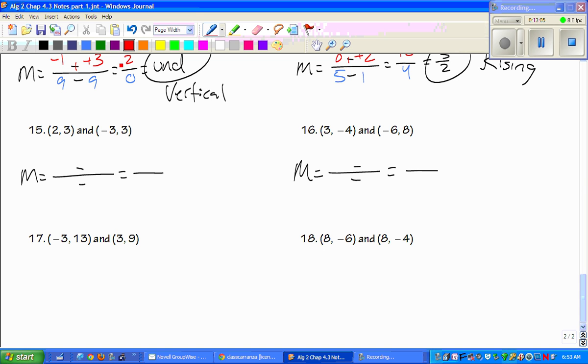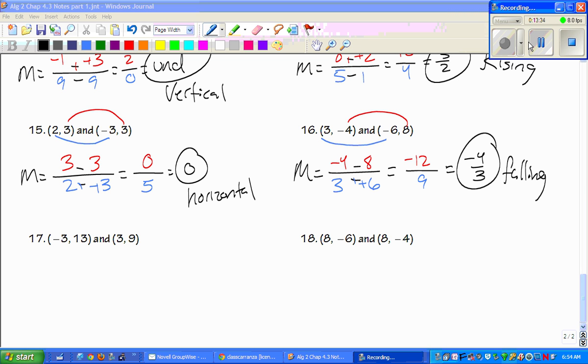So for 15 and 16, let's go through and put all the numbers where they go. Ooh, is that going to be a special case? I don't know. And the next one, negative 4 and 8. 3 and negative 6. Okay, so 15 and 16 are all yours. Let's pause the video, please.